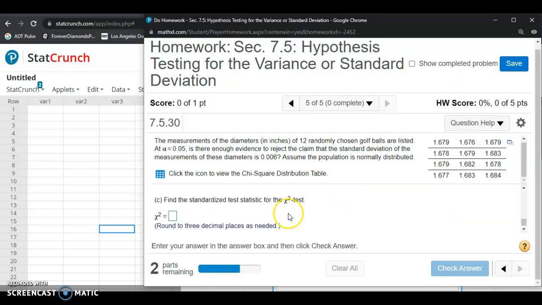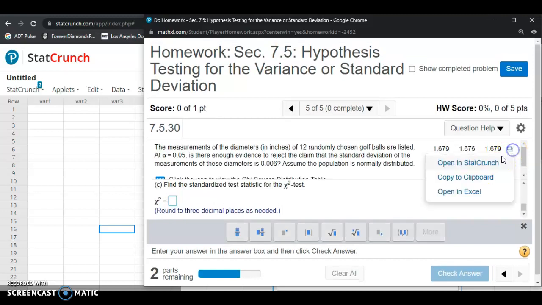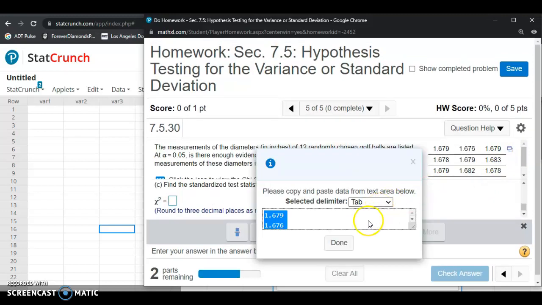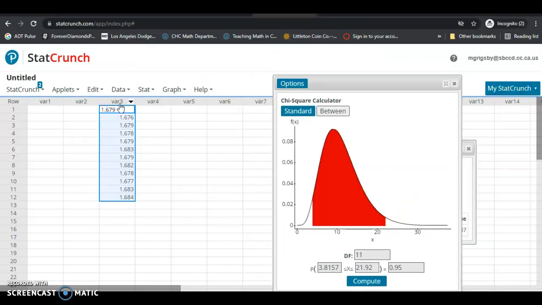Now we're going to get the standardized test statistic. This is where you copy the given data into StatCrunch, because the test statistic for every hypothesis test is always dependent on the data if you're given any data in the problem. If you're not given data, it's dependent on the summary statistics, for whatever hypothesis test you're doing. So we're going to copy the data, then find an empty column. I'm going to rename the column diameters, since these are the diameters of golf balls.